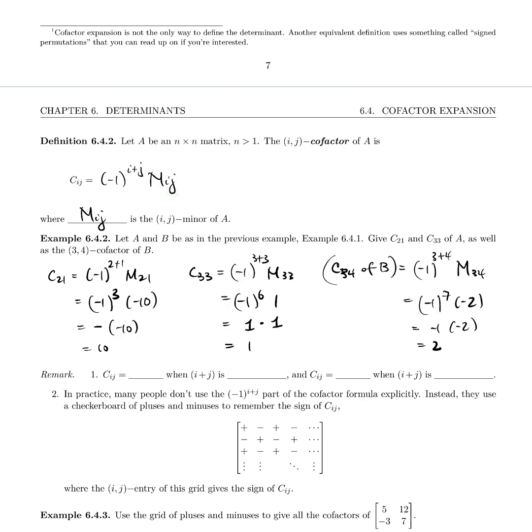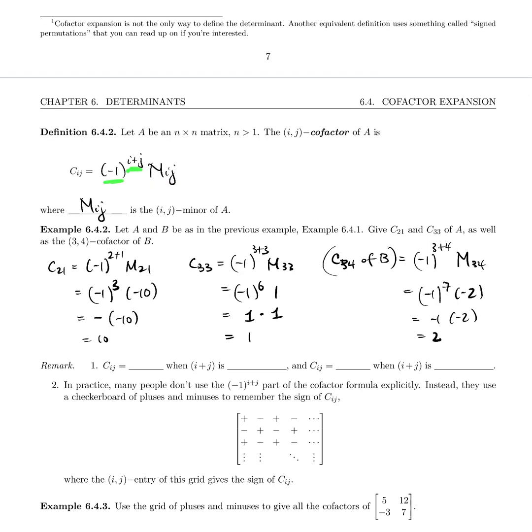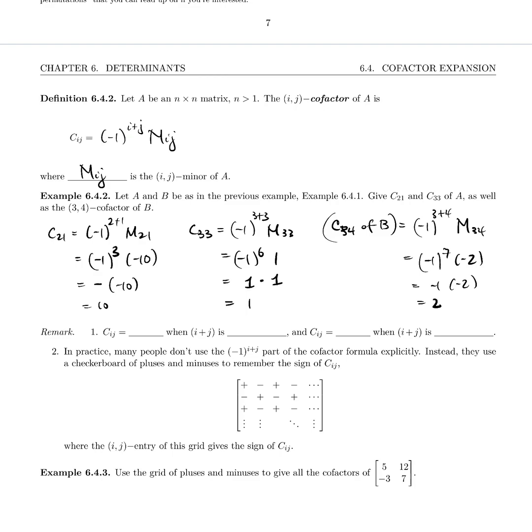The cofactors are just (-1)^(i+j) times that minor. And so you'll notice that we either have the same sign as the minor, or we have the opposite sign as the minor. So Cij is equal to Mij when i plus j is even. So we have an even number, and -1 to an even number gives you positive 1. Cij is -Mij when i plus j is odd. -1 to an odd number gives us -1.